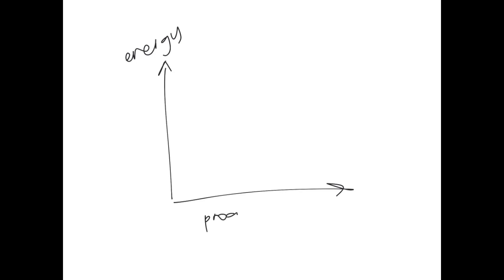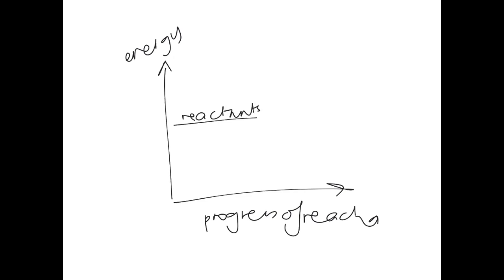I just want to quickly talk you through reaction profiles. So you might end up being given a graph that looks like this, so energy on the y-axis, progress of reaction on the x-axis, and then they could easily give you a level for the reactants and one for the products. Incidentally, this is an exothermic reaction because we're going down, which means it's a negative enthalpy change.